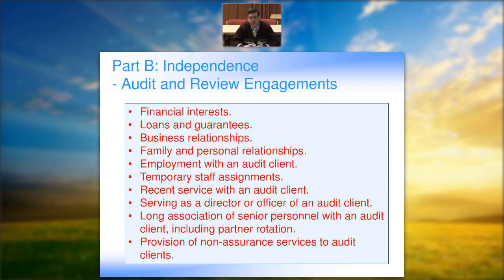You should avoid situations where you have a close family or personal relationship with an audit client.